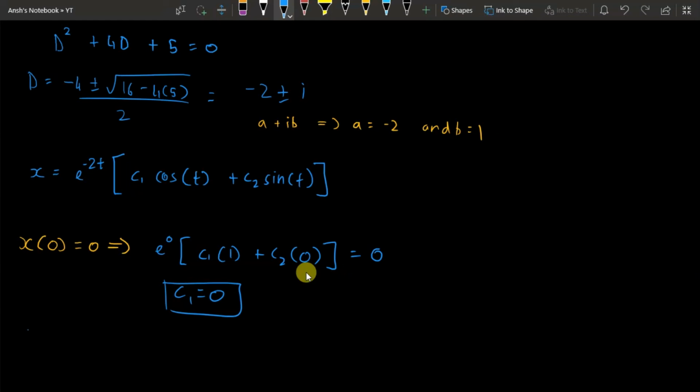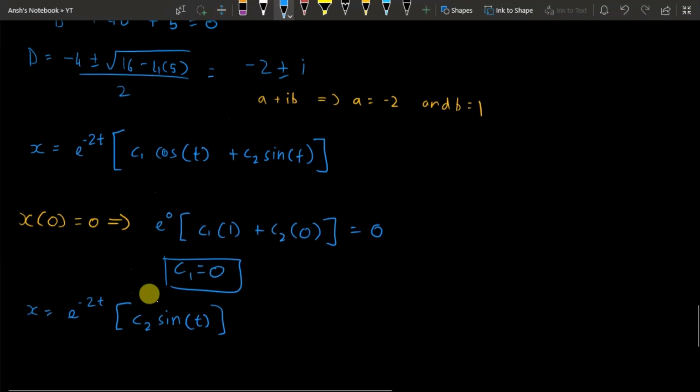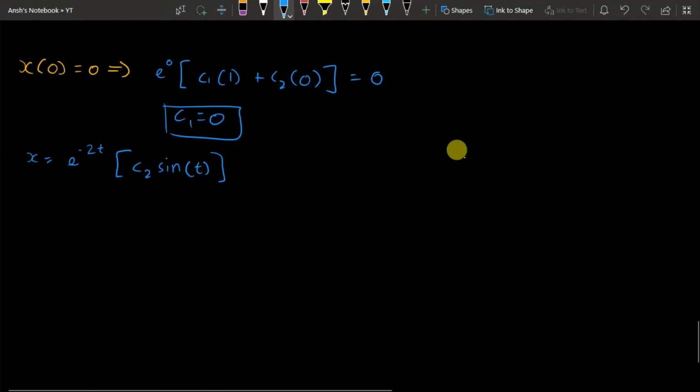So now that we know the value of C1, we can again rewrite the general form of x as just e raised to minus 2t sin t. This is because we now know the value of C1. So now let's find out the value of C2. To find out the value of C2, we'll use the second initial condition that we have, which tells us that x dot of 0 is equal to 2. So let's use the second initial condition. It tells us that x dot of 0 is equal to 2.